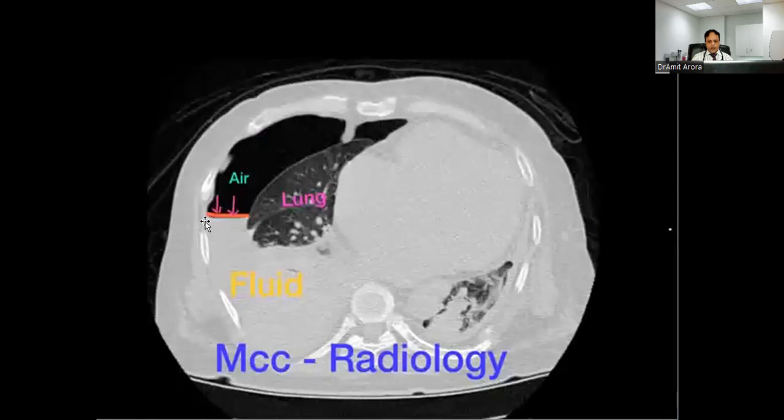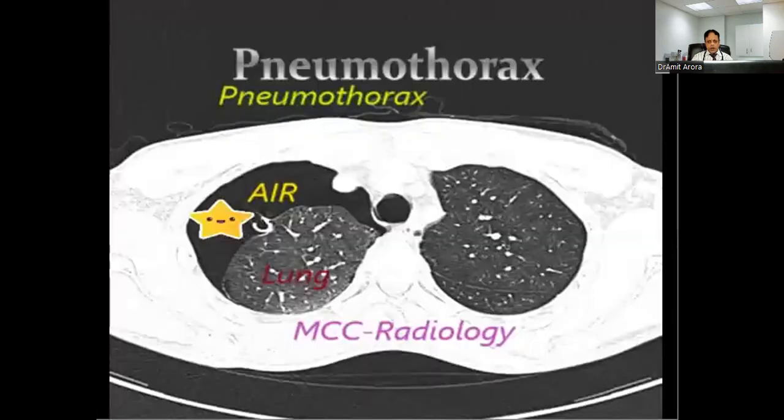So here you can see the same case. Fluid is over here, air is here. But this is the lung, this lung that has collapsed. Okay, this is the mediastinum and everything. So on the right side you can appreciate hydropneumothorax and collapsed lung. Similarly, pneumothorax, here inside the pleural cavity.